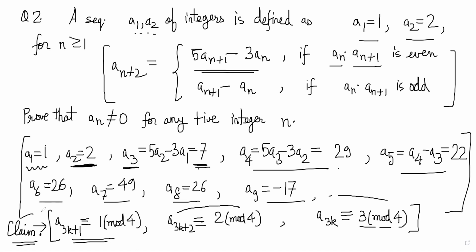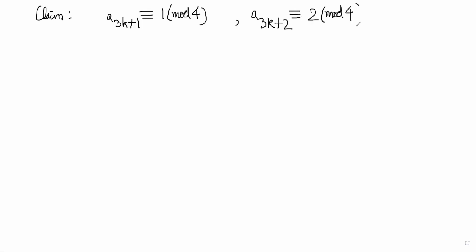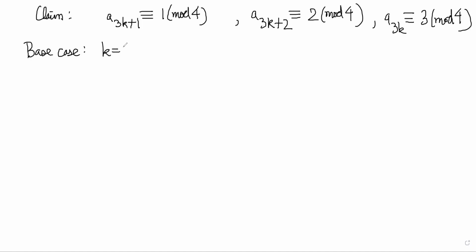So basically, I want to prove this claim by induction. My claim is a(3k+1) is congruent to 1 mod 4, a(3k+2) is congruent to 2 mod 4, and a(3k) is congruent to 3 mod 4. The base case is easy to check. The base case is when k is equal to 0. We already know the values of a1, a2 till a9, so we have already checked that.